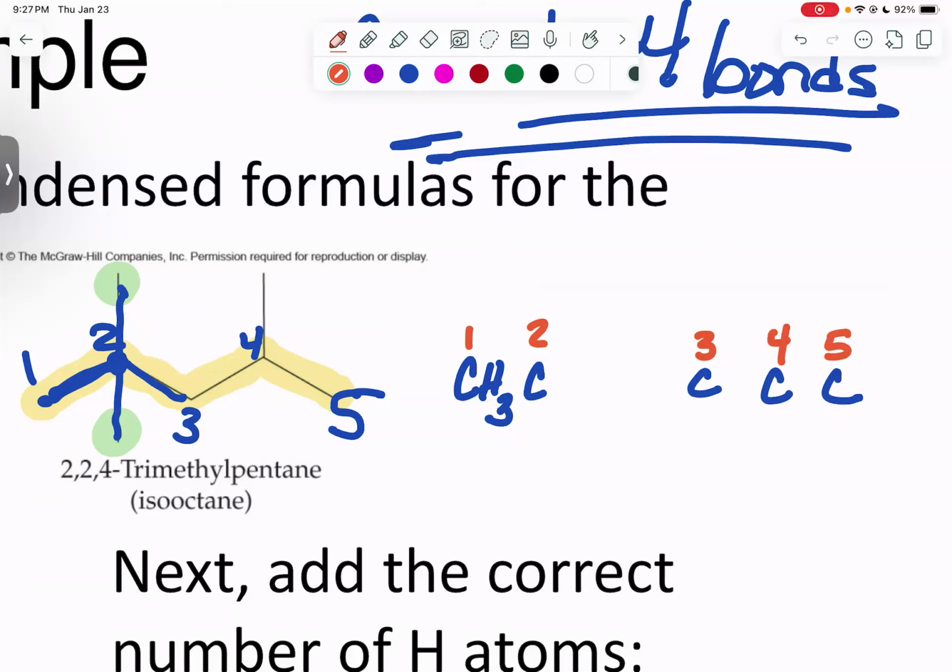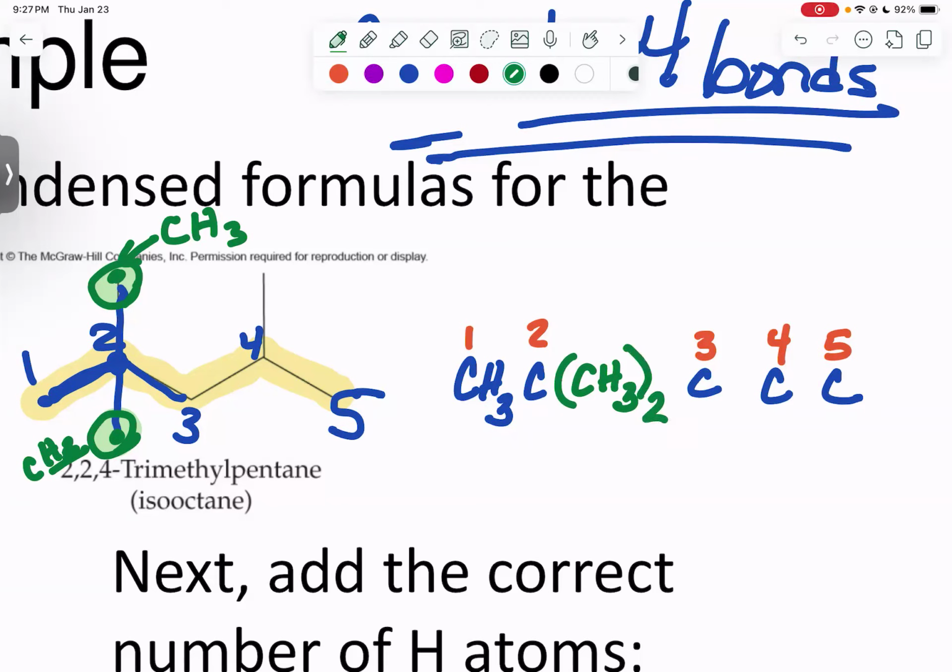Okay, so let me put them in green because that's how I circled them up here. So I need to include these 2 substituents. What are those substituents? Well, each of these is a CH3. This is a CH3 because the end of a line is a carbon, and then the carbon has enough hydrogens to complete its octet. So coming off of that second carbon, I have a CH3, but I've got 2 of them. So I'm just going to put it in parentheses and put a subscript 2 because I have 2 CH3s coming off of carbon number 2. Gosh, that sounds confusing.